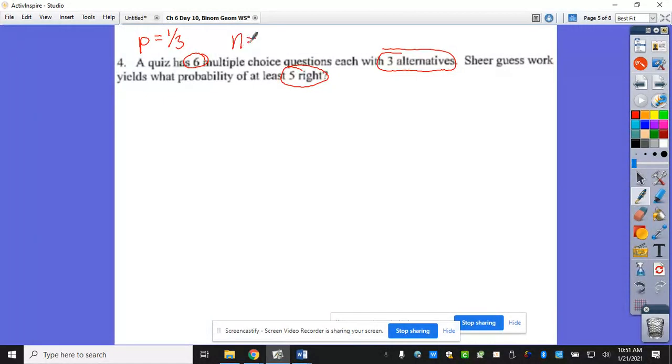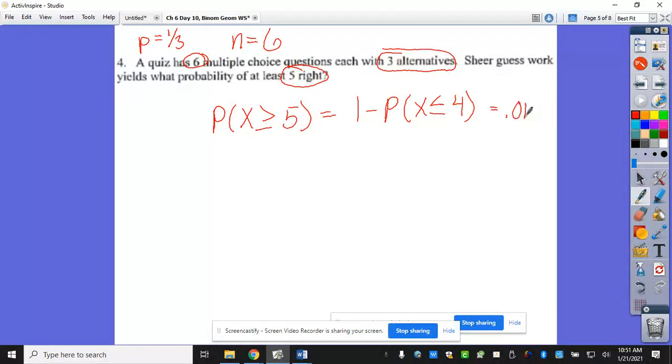So my n here is what? And we want the probability that x is. So I could rewrite this as 1 minus the probability of x being. What's the other way I could do this? I could just find it for x equals 5 and x equals 6 and then add them together, and either one is fine. And you should end up getting 0.0178 as your final answer here.